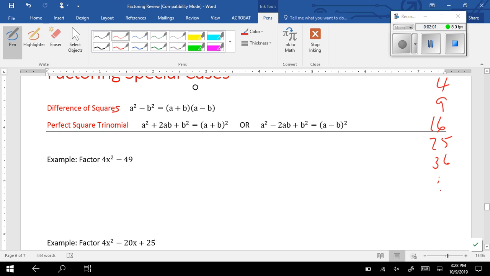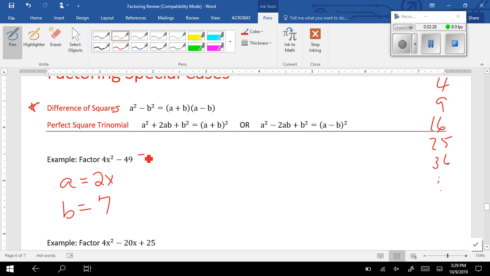I'm going to start looking at our examples. So starting with this first example, 4x squared minus 49. First of all, it's two terms, it's subtraction, and they are perfect squares, the 4 and the 49. So this one is difference of squares. So I'm going to find my a and my b by taking the square root. So square root of 4x squared is 2x, square root of 49 is 7. I'm ignoring the negative because it's part of my formula.